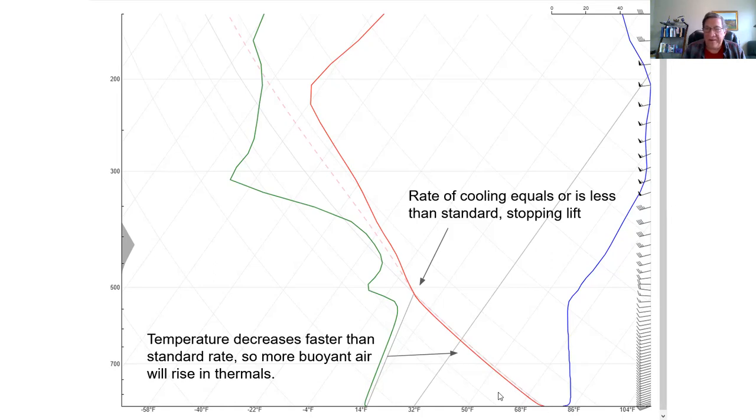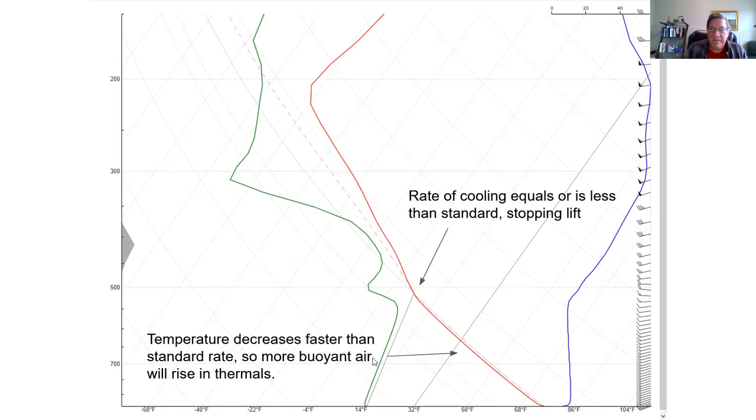So it's showing this temperature here. It starts right about here, and you can see it decreases very rapidly close to the ground, and then kind of goes up at an adiabatic rate until it reaches sort of a standard rate of cooling, and then it goes up either standard or a little bit less than standard. And so there's no lift above here.